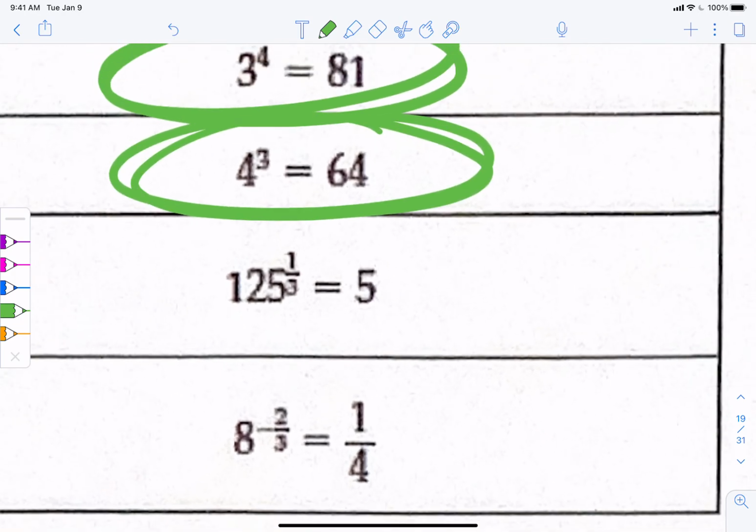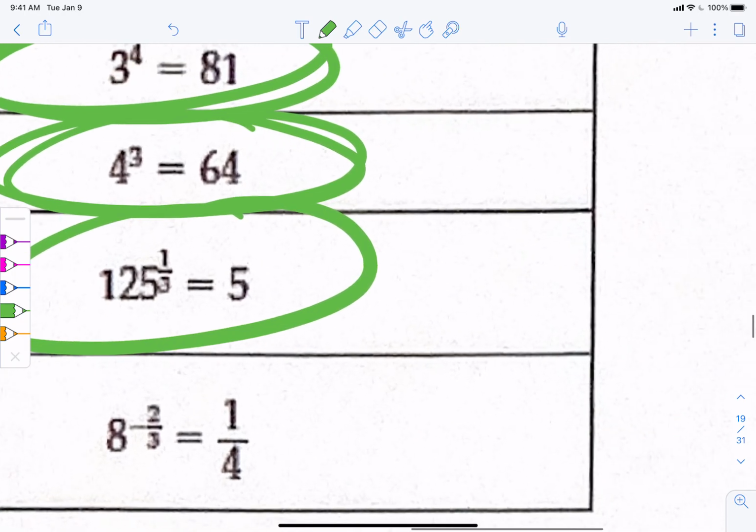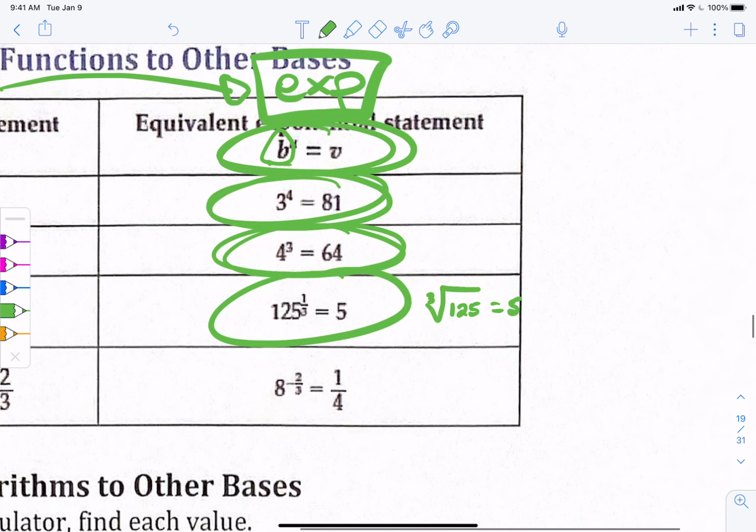Let's talk about him for just a second. What does the 1/3 power actually mean? The cubic root, right? So this is really saying the cubic root of 125 equals 5. What do you take times itself 3 times to get 125? It's 5, right? That's what the 1/3 power means.